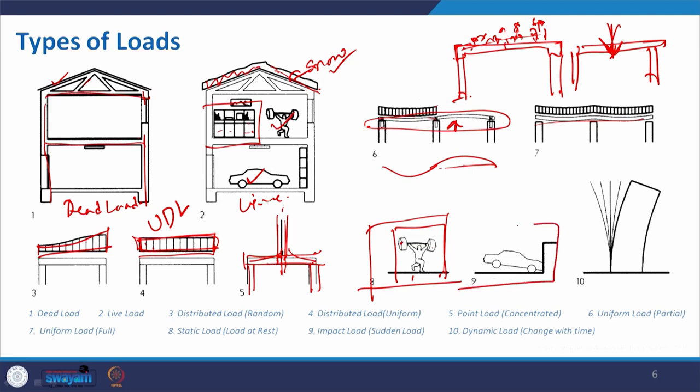Now, already I have shown this car hitting this particular wall, so it is impact load. And then dynamic load, this was the building initially, and with some lateral wind pressure, it will bend like this, it will sway like this. So, this is your dynamic load. This is a better representation.